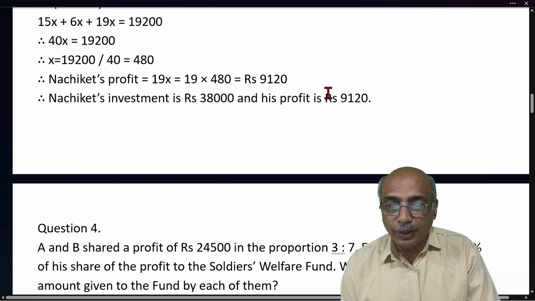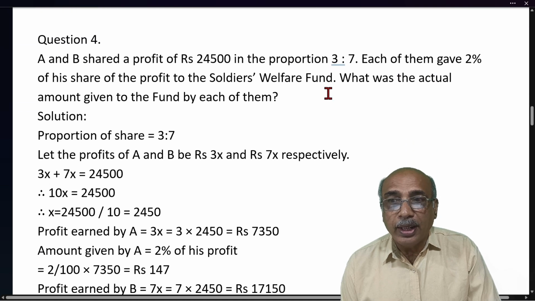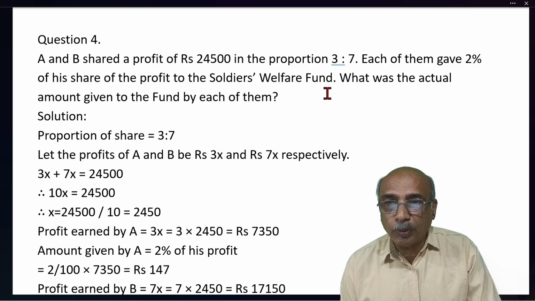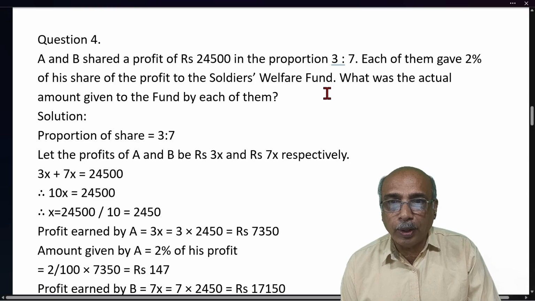Next question we will move to. A and B shared a profit of rupees 24,500 in the proportion 3:7. Each of them gave 2% of his share of the profit to the Soldiers' Welfare Fund. What was the actual amount given to the fund by each of them?